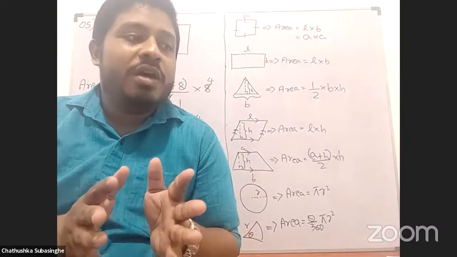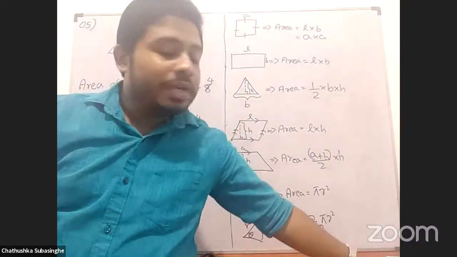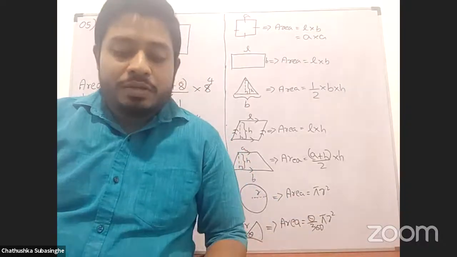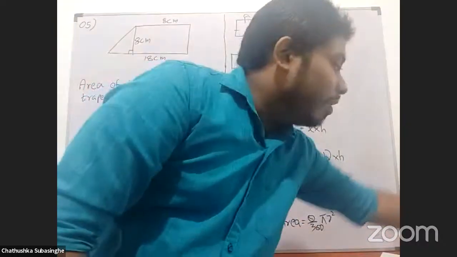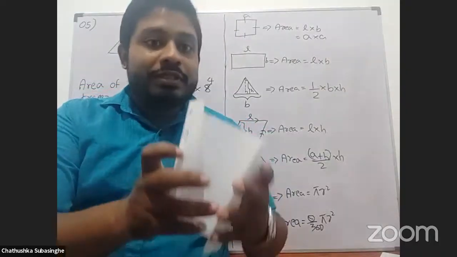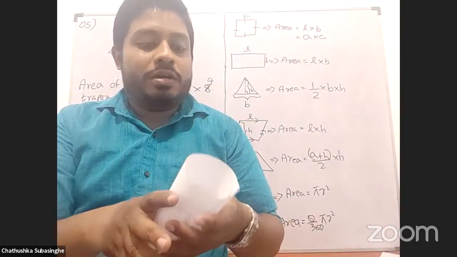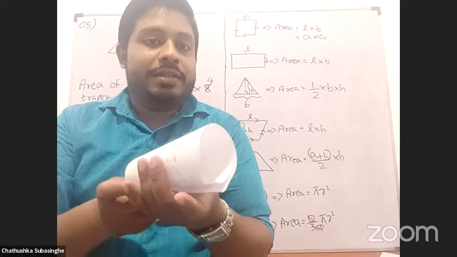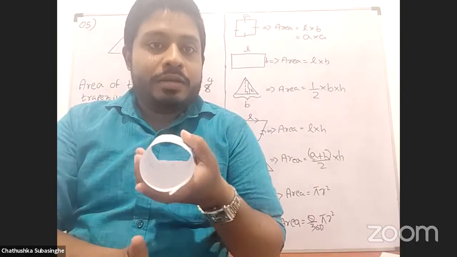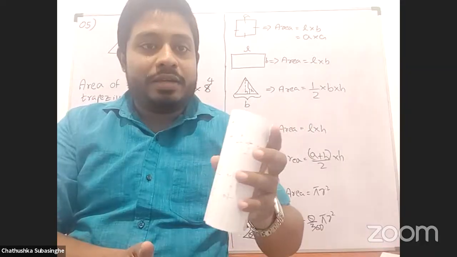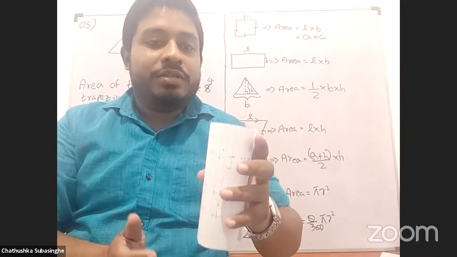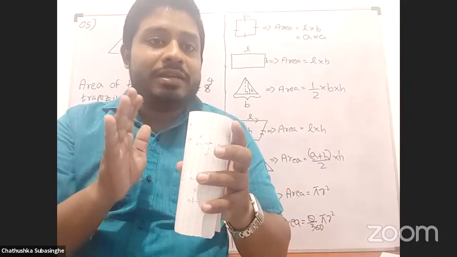When it comes to solids, you have a surface area, but actually it's pretty easy. You have asked me how to find the area of a cylinder, so I can teach you in a very simple way. This is a cylinder. Okay, it's just a paper, so I can show you a cylinder with this. The surface area of the cylinder we can discuss with this.